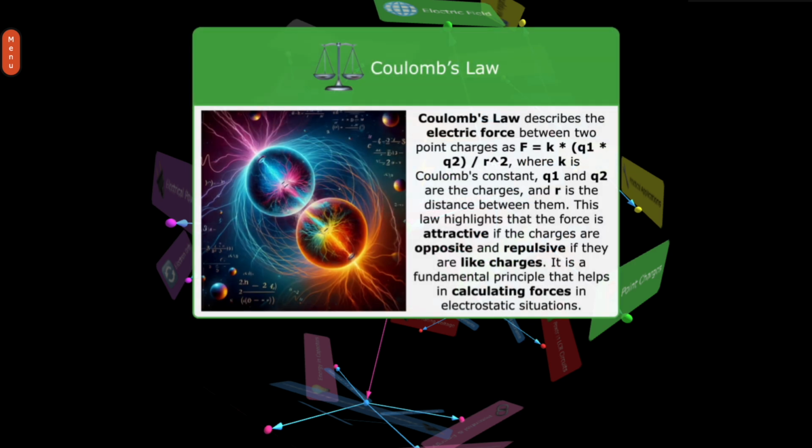Coulomb's law describes the electric force between two point charges as F = K * Q1 * Q2 / R², where K is Coulomb's constant, Q1 and Q2 are the charges, and R is the distance between them. This law highlights that the force is attractive if the charges are opposite and repulsive if they are like charges. It is a fundamental principle that helps in calculating forces in electrostatic situations.